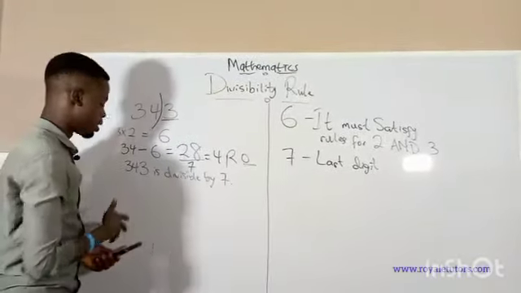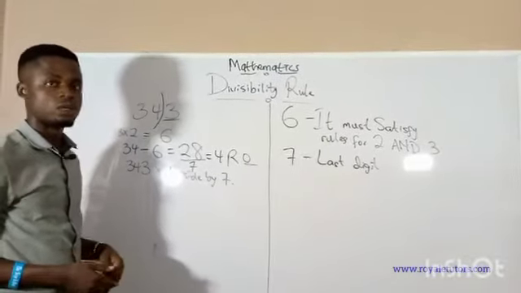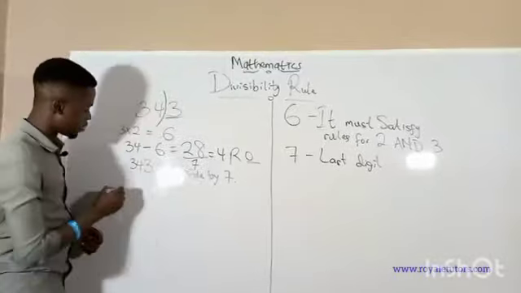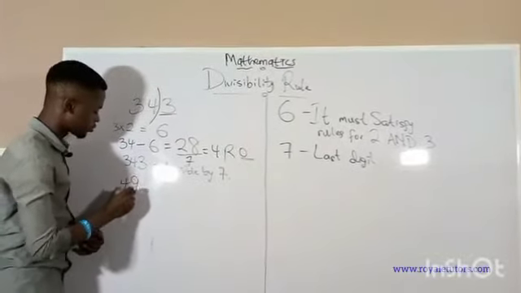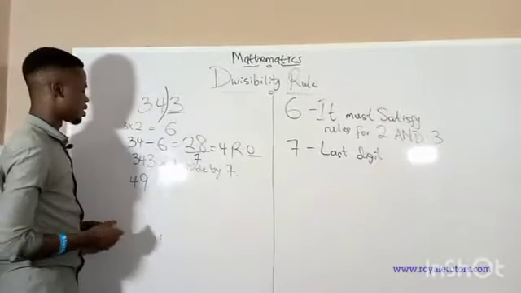So I'm going to do another example and also do a third example so that we can clearly see what I'm talking about. Okay, let's look at the number 49. Is 49 divisible by 7? Let us check. What do we do?